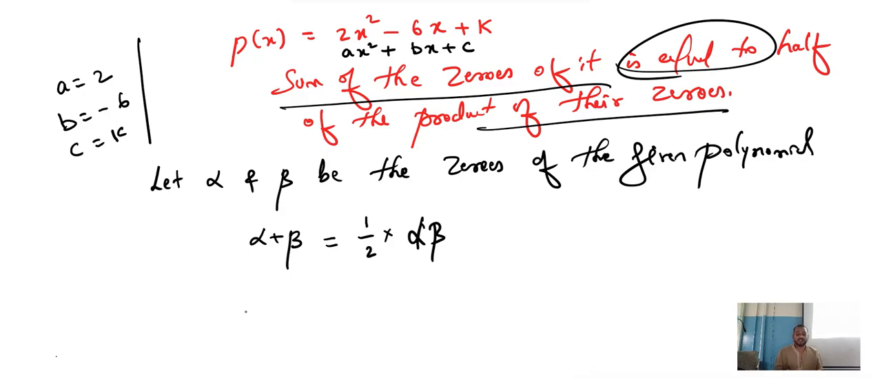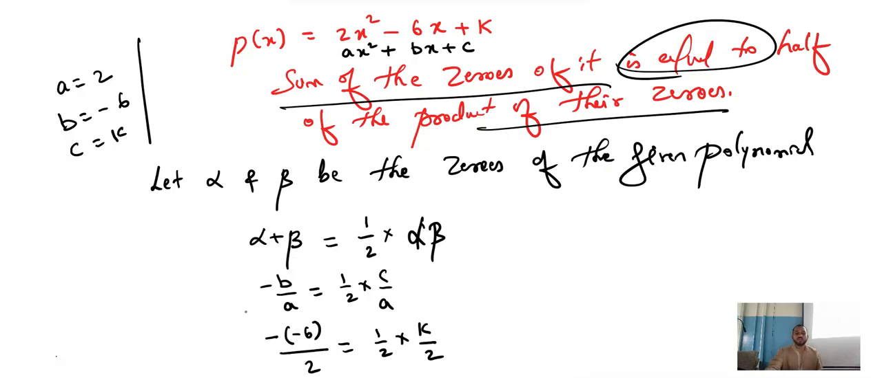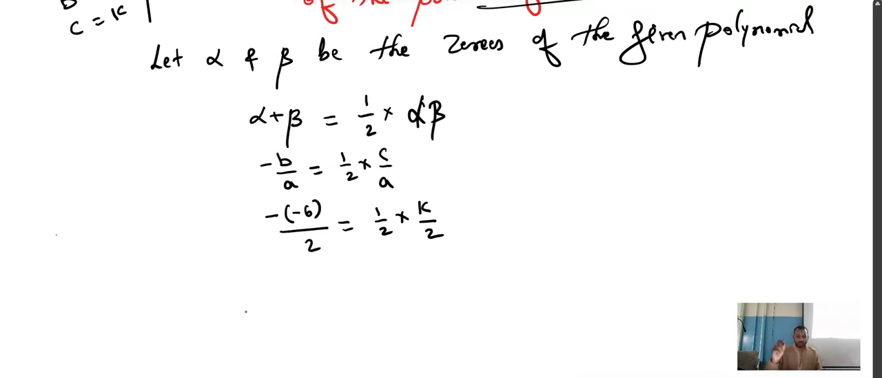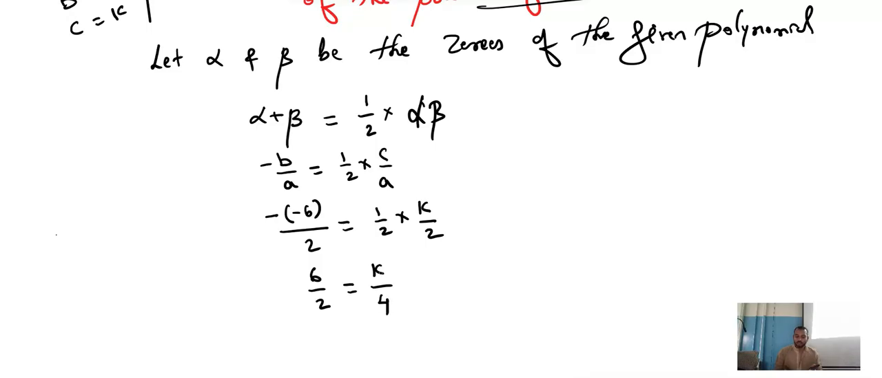Now, substitute the formula. What is alpha plus beta formula? Minus b by a is equal to 1 by 2 into product of its zeros c by a. Now, the value of b is minus 6. So, bracket minus 6 divided by a, which is 2, is equal to 1 by 2 into c by a. C is k, a is 2. Any doubts? Then minus into minus plus, 6 by 2 is equal to k by 2 into 2, 4.